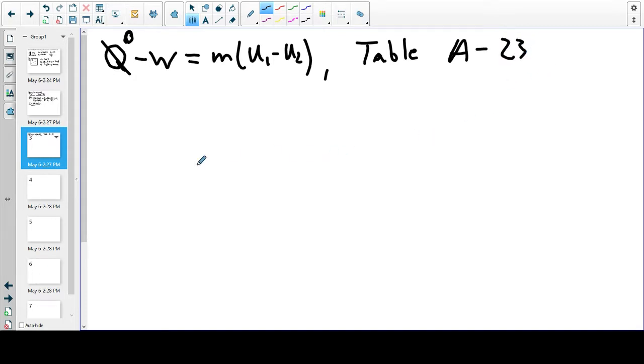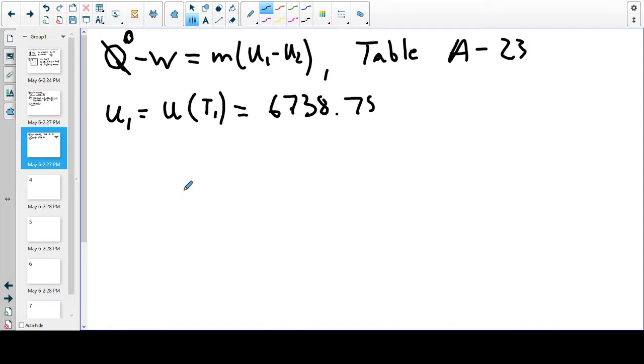What you're going to do is find U1 is equal to the U value at T1, which in our problem is 293 Kelvin. If you go down the column to 200, you're probably going to have to interpolate because it won't have 293 exactly, but this is what we have. If you interpolate, you should get something similar to that. And this is in kilojoules per kilomole.